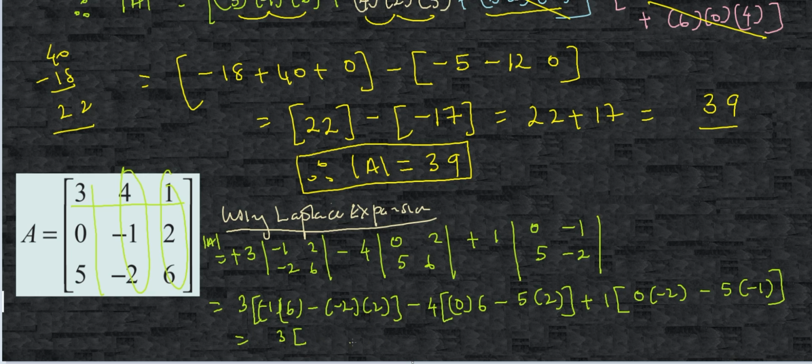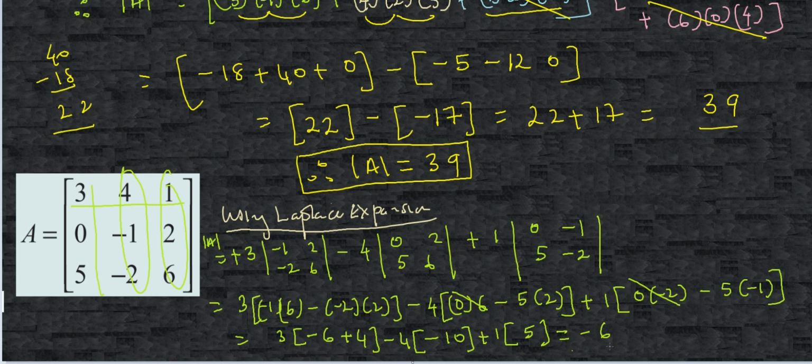Simplifying, we would get 3 times negative 1 times 6 would give me negative 6. This would give me plus 4. Negative 4 times, now 0 multiplied by a quantity would give me 0. So that would leave us with negative 10. Plus 1 times 0 multiplied by any quantity would give me 0. Negative times negative would give me positive. Rewriting this, I would now have negative 6 because negative 6 added with 4 would give me negative 2.